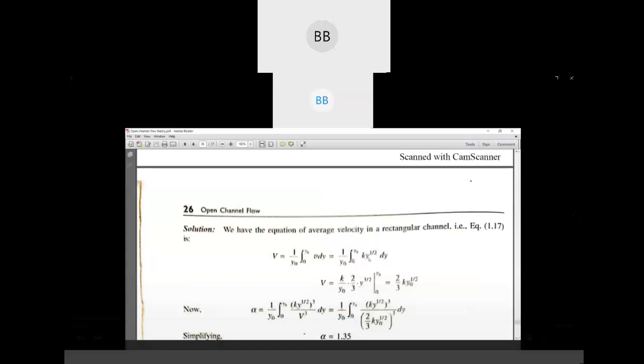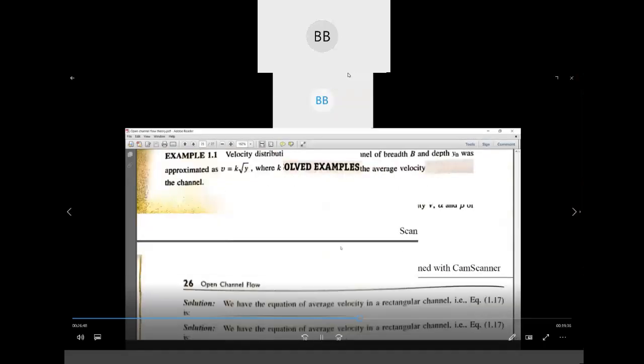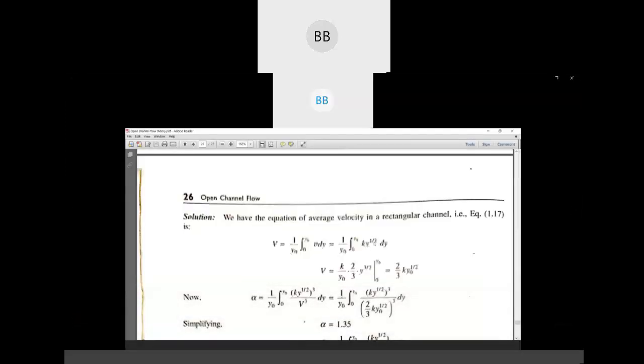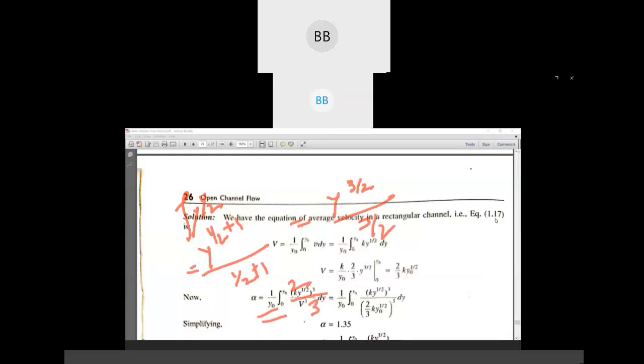Then what you have to do, you have to integrate. As k is a constant, it's already given in the question that k is a constant, so when we integrate, it will come out. So k by y naught, then you integrate y to the power half. When you integrate y to the power half, it will be y to the power 1 by 2 plus 1, divided by 1 by 2 plus 1. So half plus 1 is 3 by 2. So you can write y to the power 3 by 2 divided by 3 by 2. This is simple integration. So you can write 2 by 3 if you take it out, 2 by 3 multiplied by y to the power 3 by 2.